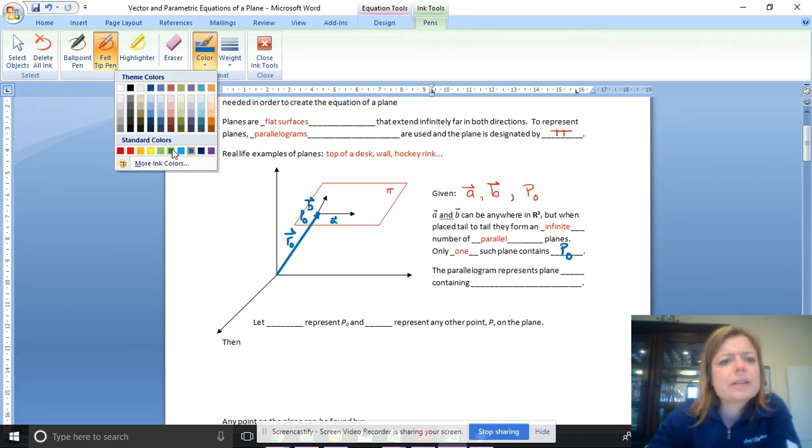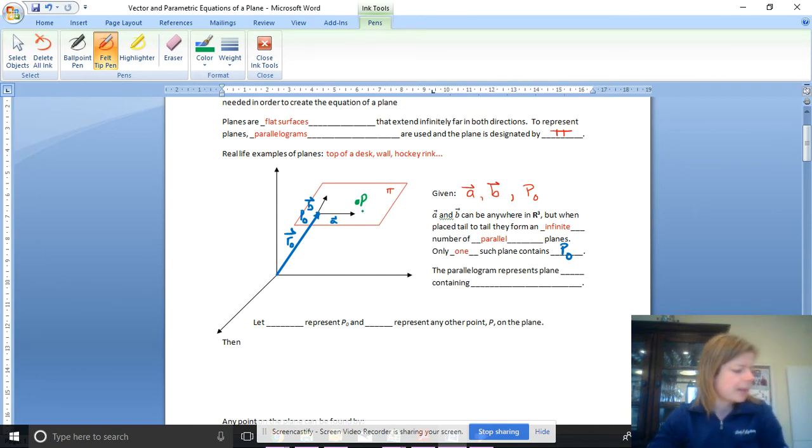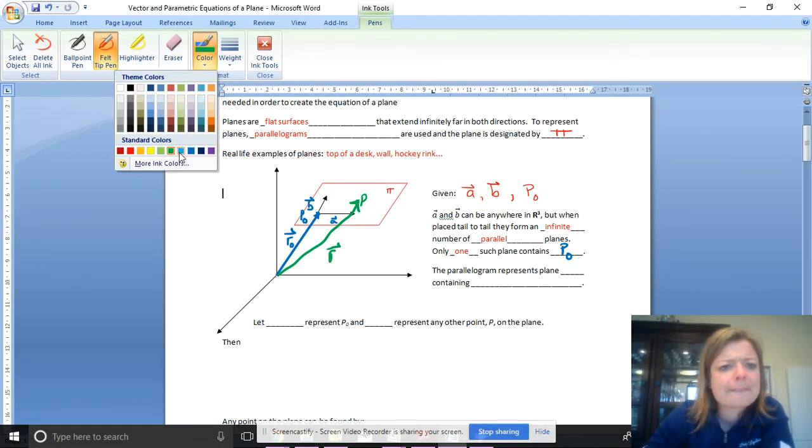Okay, and then what we're going to do is represent P, some other point on the plane, okay? And that just represents any point on the plane, okay? So we can draw a vector R. There, and then we can connect PO to P.